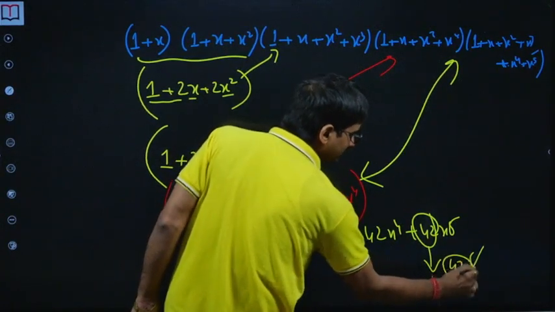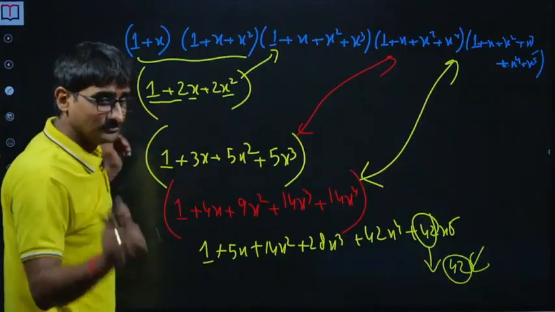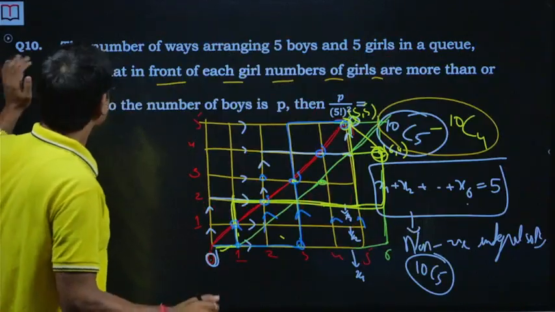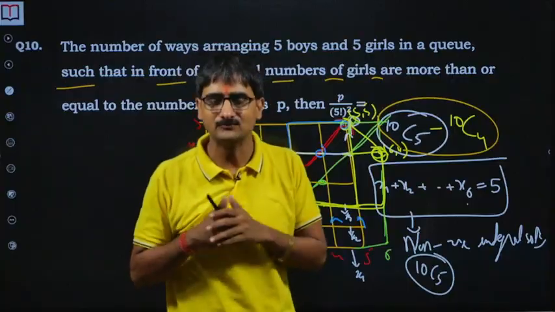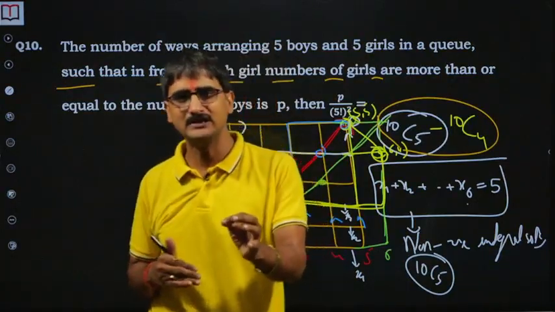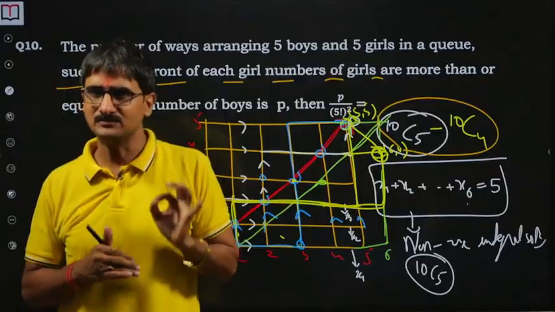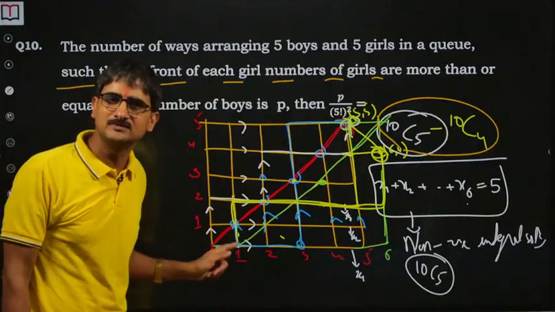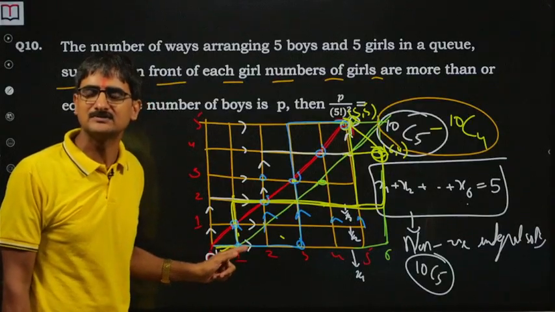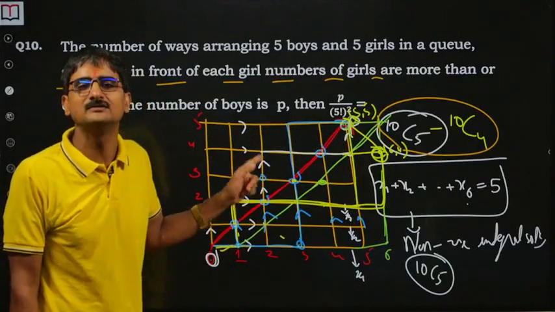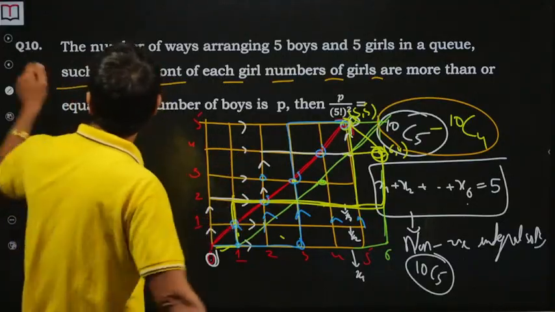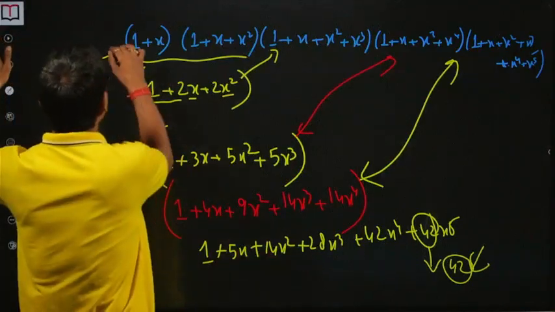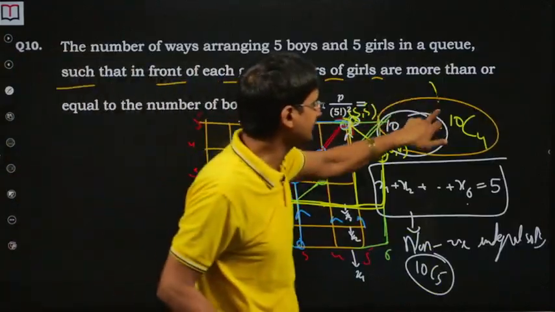42 should be the answer. There are 42 ways such that the number of girls is always more than the number of boys before any boy. Now how can I relate? The number of horizontal steps will always be more than the number of vertical steps, and only then you won't be crossing this diagonal line. That's what I took care of while solving using this method.